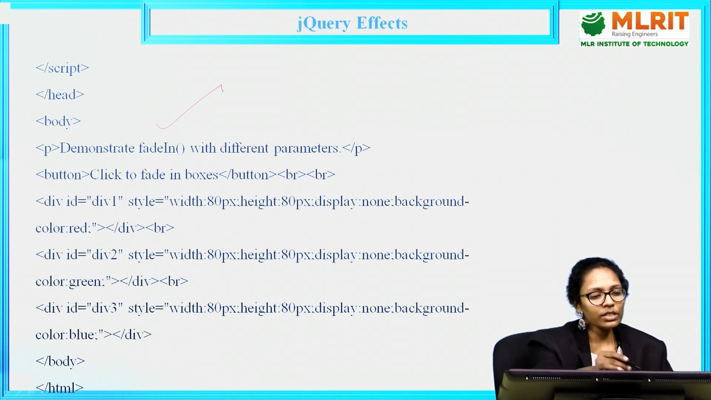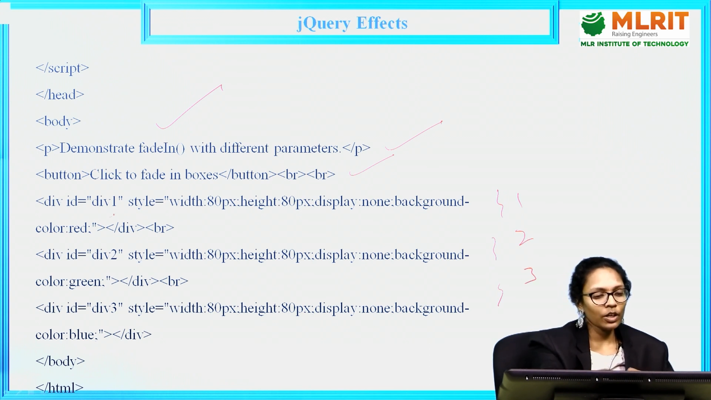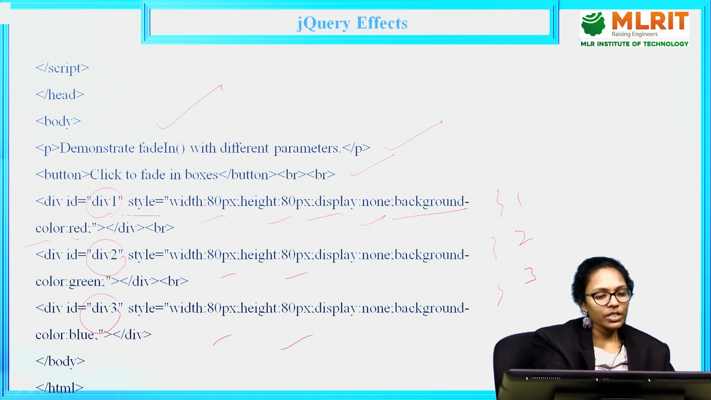In the body section, I'm just giving a paragraph just to understand this program, followed by one button and three divisions. The first division's ID you are giving as div1, div2, div3. And coming to the style, for all the divisions the width and height are common. Display none, in the sense initially you're not displaying anything. And the background colors of the divisions are red, green and blue.